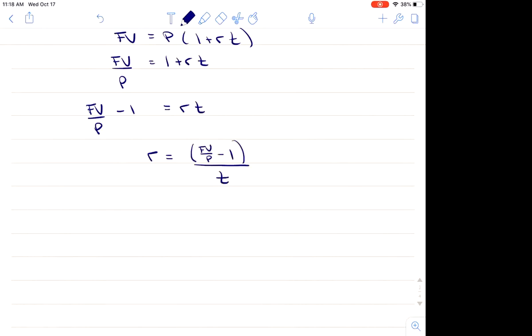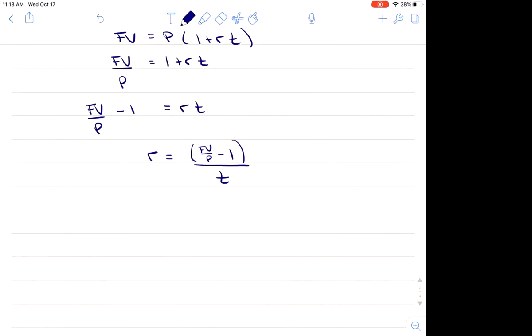So now if you had to solve for R a bunch of times over, you don't have to do this calculation a bunch of times over. You can just do it once in general and then use that formula instead. Exactly. And we'll do an example.